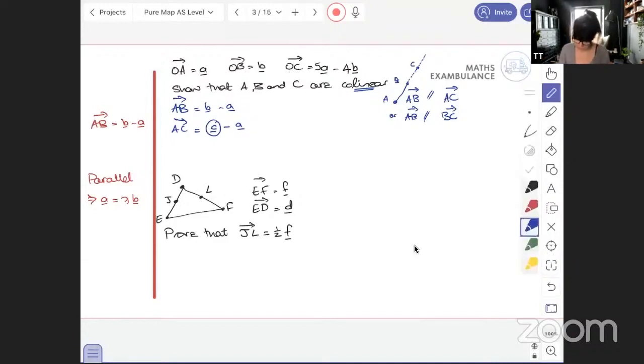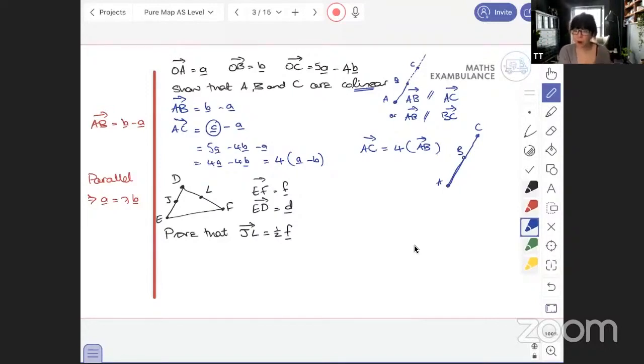So that goes in there: 5a minus 4b minus a, which is 4a minus 4b, which is 4 lots of a minus b. So that's all you have to do. All you have to do is show that your A to C is a multiple of A to B. And that means that A to C and A to B are parallel. And if A to C is parallel to A to B, they must all lie on a line.